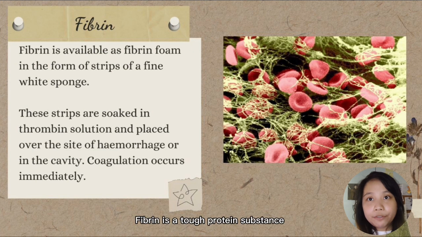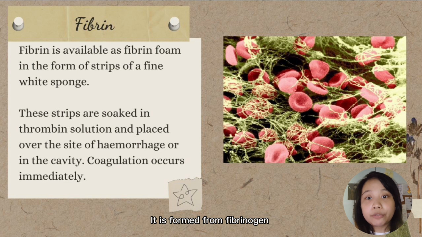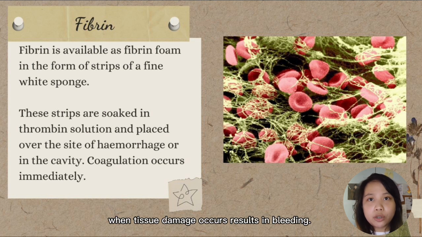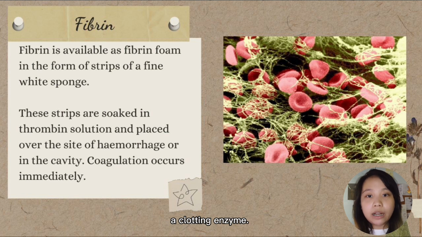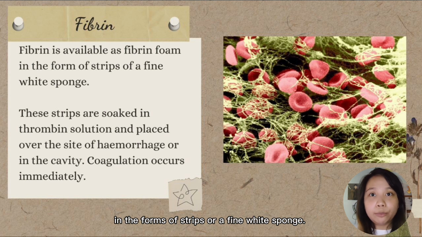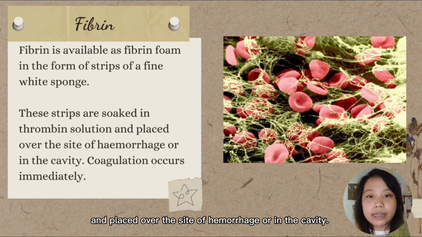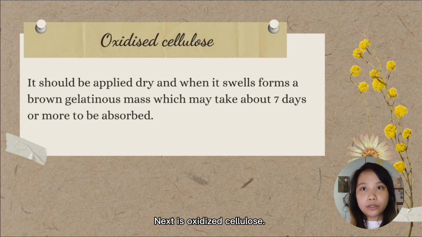Next is fibrin. Fibrin is a tough protein substance that is arranged in long fibrous chains. It is formed from fibrinogen. When tissue damage results in bleeding, fibrinogen is converted at the wound into fibrin by the action of thrombin, a clotting enzyme. Commercial fibrin is available as fibrin foam in the forms of strips or a fine white sponge. These strips are soaked in thrombin solution and placed over the site of hemorrhage or in the cavity, and coagulation occurs immediately after that.